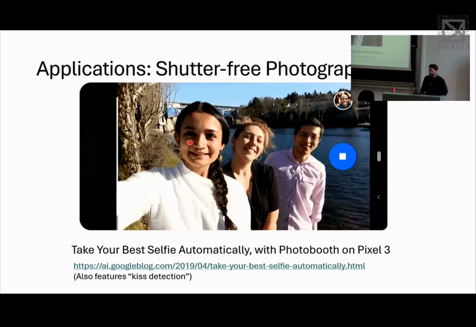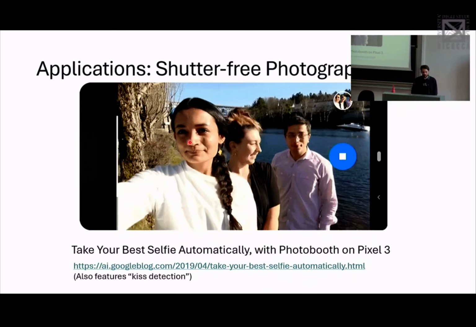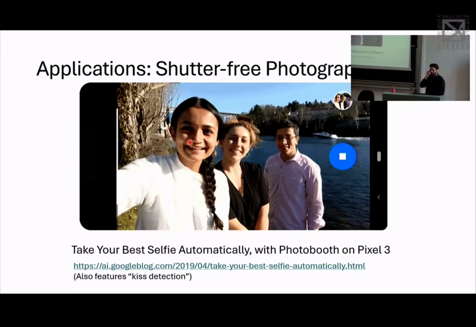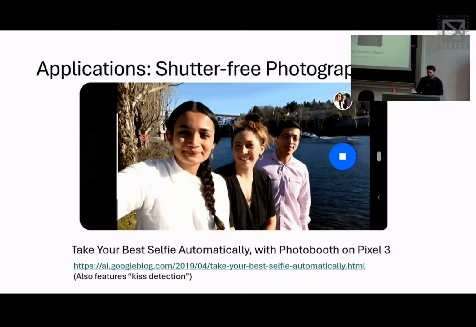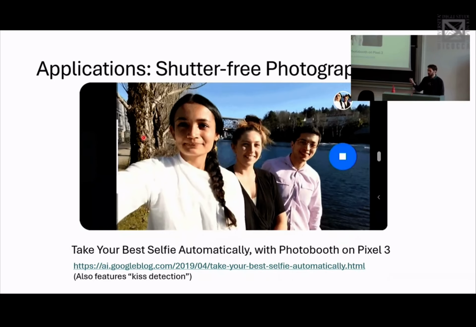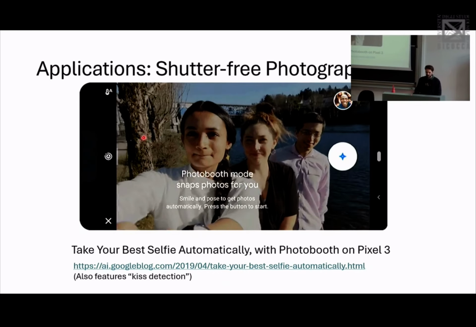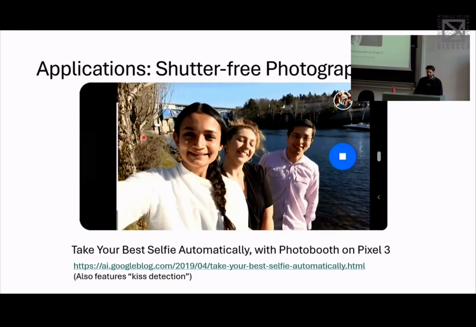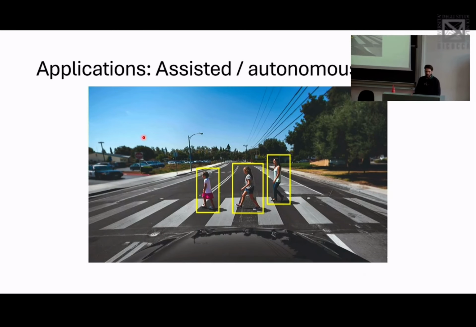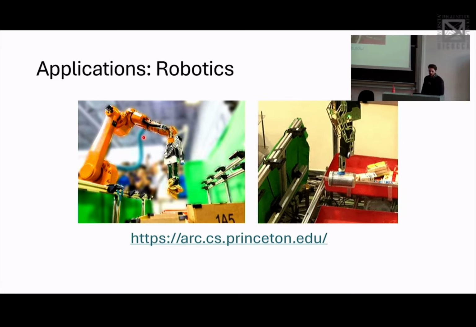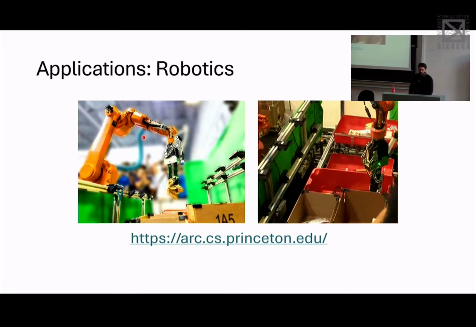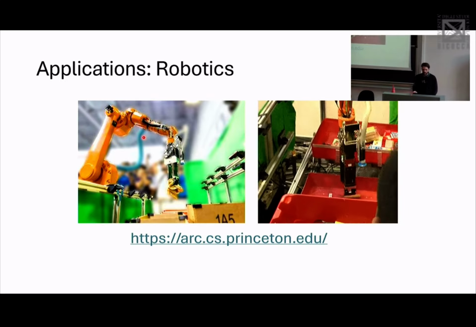There are lots of applications to recognize objects in images. Nowadays, you have automatic shutter-free photography. You don't need to click. They just recognize when you're smiling and it takes the image. Autonomous driving works relatively well. And in robotics, it's even harder because picking objects is really, really hard.